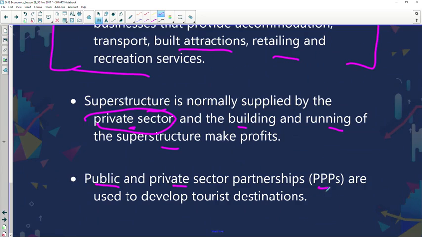Both public and private sector partnerships, we call them the triple Ps, are used to develop the tourist destinations. So there's joint efforts between the public and the private sector when it comes to developing the tourism infrastructure, or the tourist destinations, and also being involved in developing the superstructures. So the public and the private sectors are very involved in those offerings.